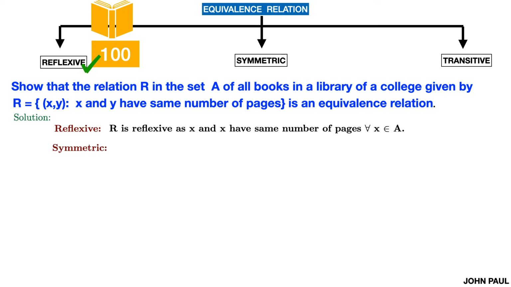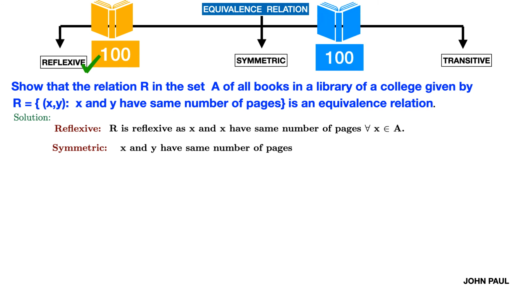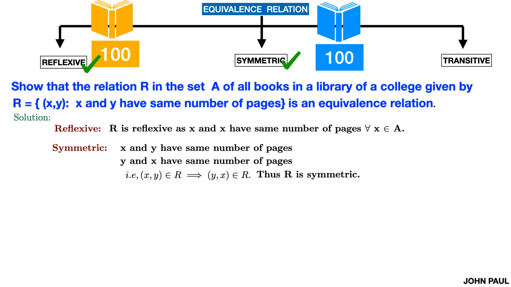Now, to prove symmetric, we have to collect two books. Let us consider x and y have the same number of pages. The books x and y have same number of pages. Example 100, 100. Does y and x have same number of pages? Yes, because same book only we are referring. So y and x have the same number of pages. Since both are equal, that is (x, y) belongs to R implies (y, x) also belongs to the relation R. Thus, R is symmetric.